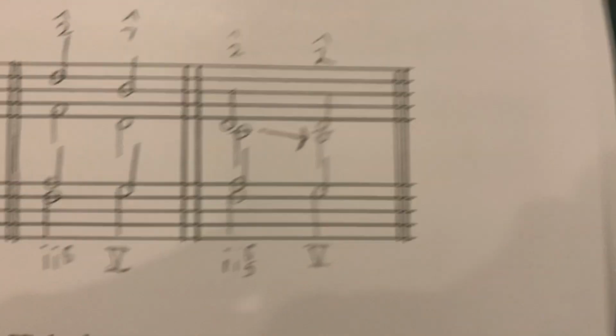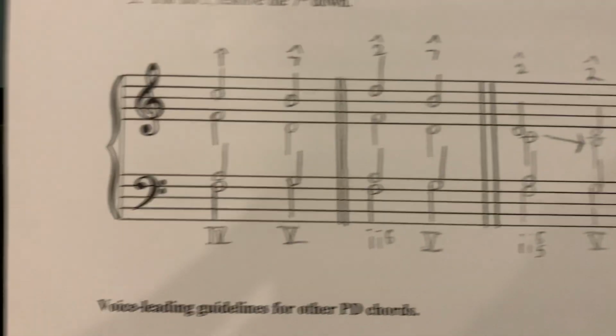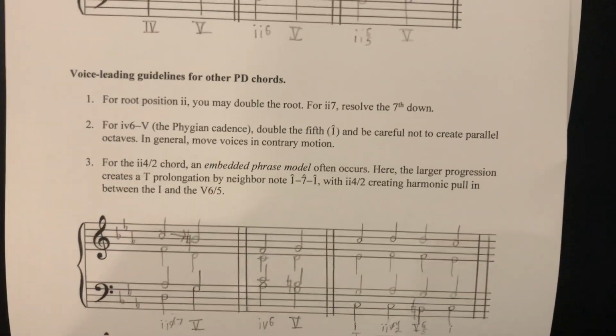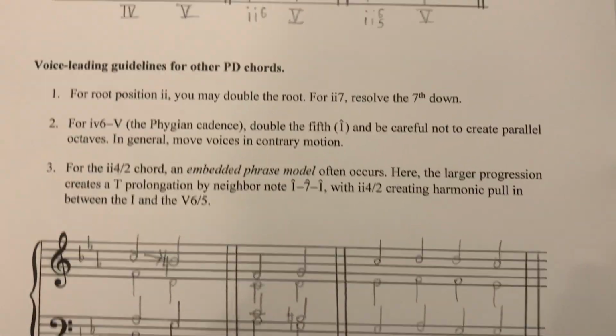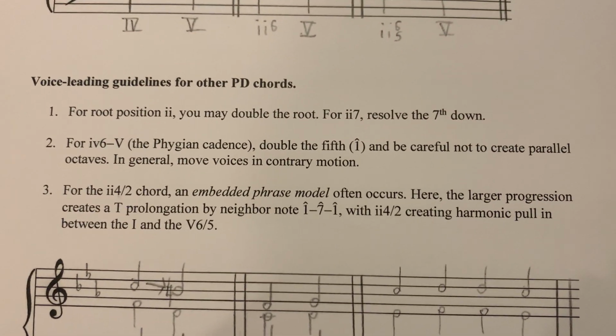The 2/6 to 5 is very common in Bach chorales, a very common cadence. All right, now let's go into some of the other ones that you may encounter in the repertoire. They're not as commonly encountered, but they're good to know as well.